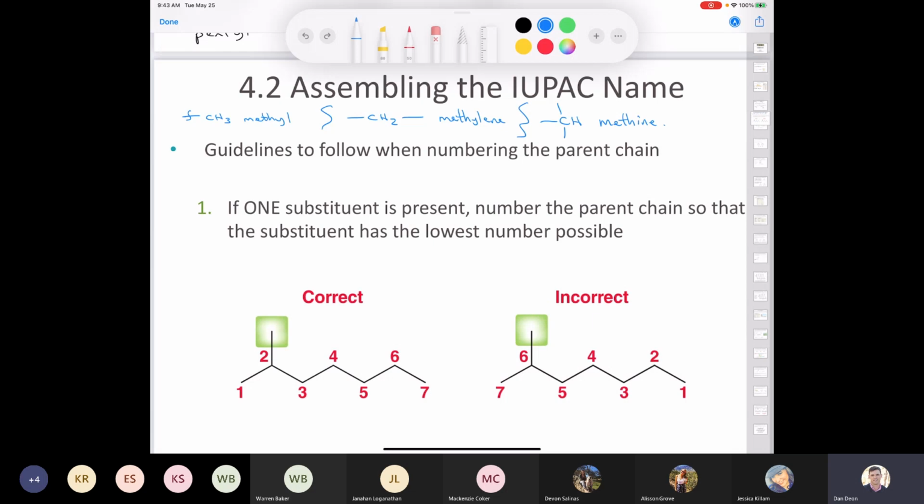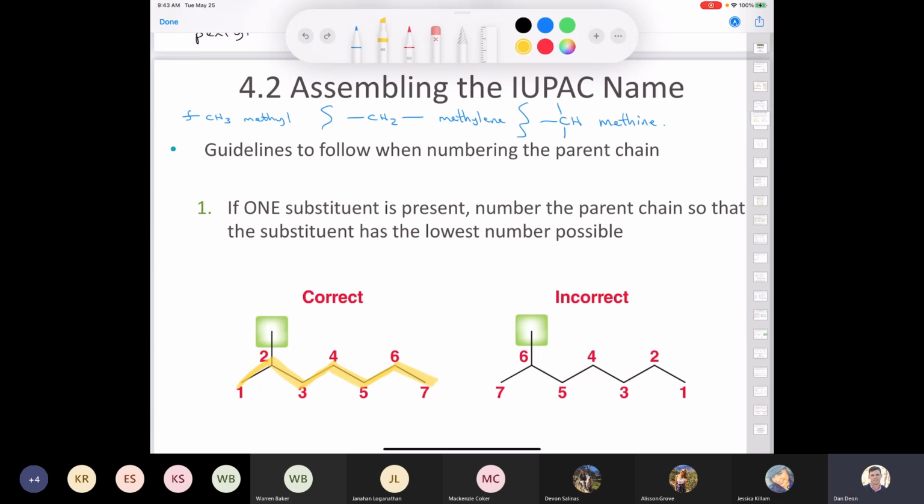All right, so here we go. Here are the guidelines that we use to assemble an IUPAC name. So if you've got one substituent present, so here you can see that the longest carbon chain has 7 carbons. 1, 2, 3, 4, 5, 6, 7. Okay, good. So this must be some kind of heptane, right? 7 carbons. We've got one substituent. It's here in the green box.